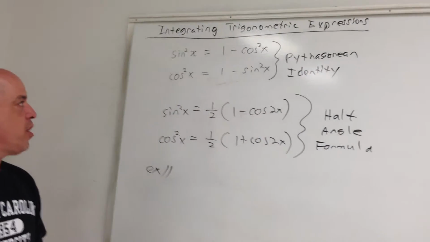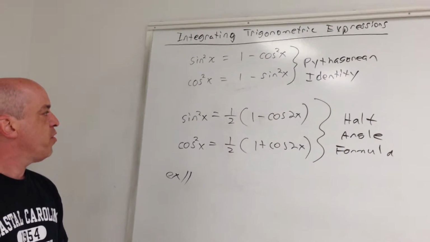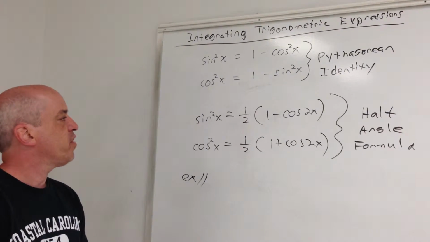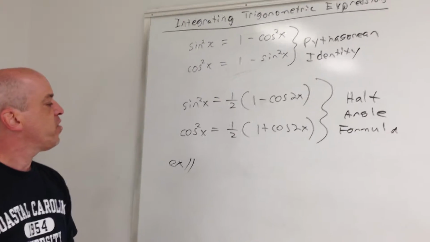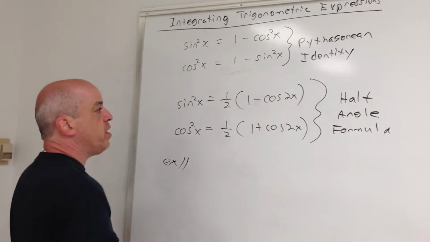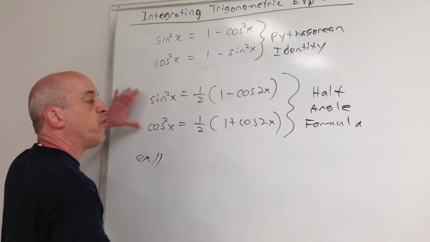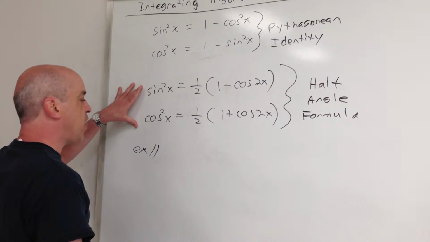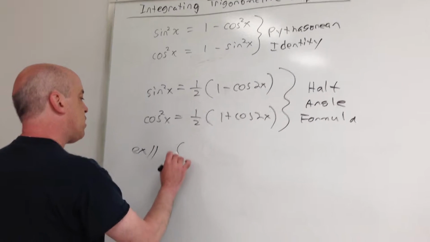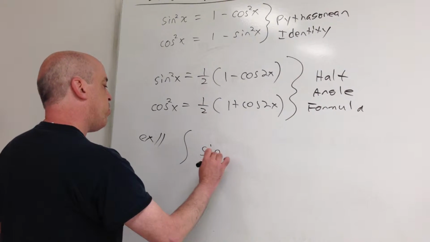Okay, in our previous video I showed you how to integrate a power of sine times a power of cosine where at least one of the two exponents was odd. And now I'd like to focus on the case where both of the exponents are even. So in this case we're going to need the so-called half-angle formula, which I provided right here. And just to give you a nice example, why don't we pick both of the exponents to be 2.